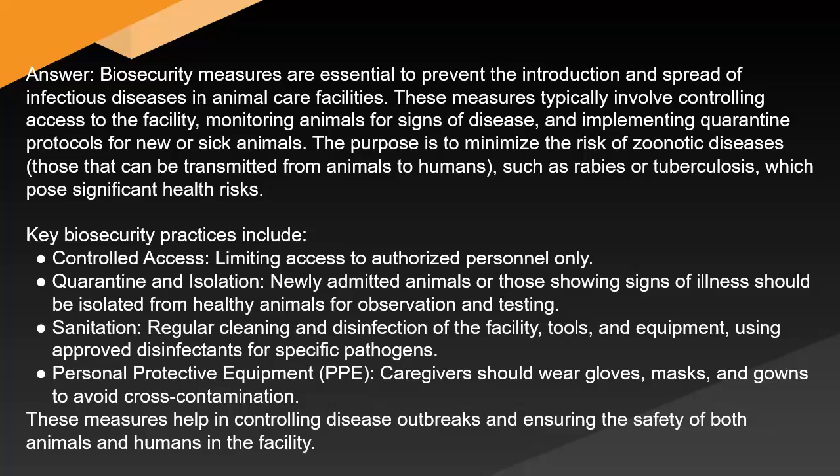Key biosecurity practices include controlled access, limiting access to authorized personnel only; quarantine and isolation: newly admitted animals or those showing signs of illness should be isolated from healthy animals for observation and testing; sanitation: regular cleaning and disinfection of the facility, tools, and equipment using approved disinfectants for specific pathogens; personal protective equipment, PPE: caregivers should wear gloves, masks, and gowns to avoid cross-contamination. These measures help in controlling disease outbreaks and ensuring the safety of both animals and humans in the facility.